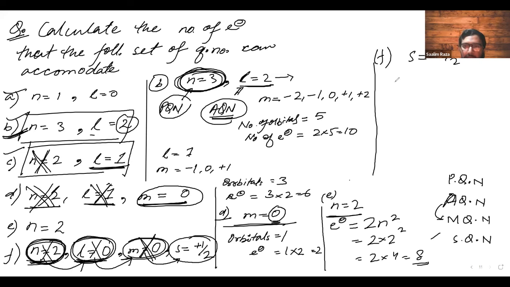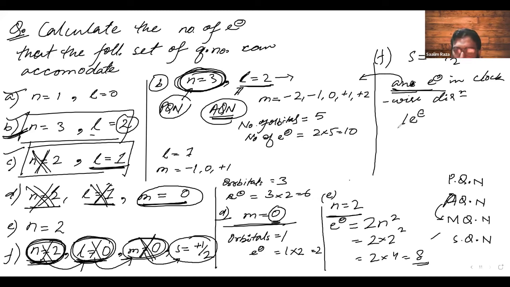Plus half, what does that mean? An electron in clockwise direction. That is only an electron. An is an indefinite article, but it signifies one electron. Only one electron.